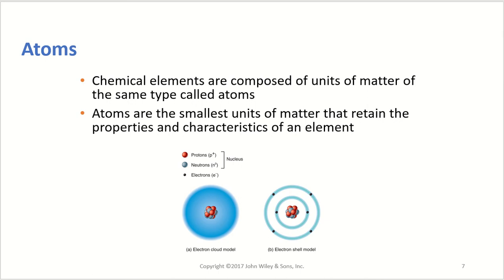So the various chemical elements that make up our body are composed of units of matter called atoms. These elements are made up of the same types of atoms. Atoms are simply the smallest unit of matter that retains the properties and characteristics of an element. It's the purest form of that element, essentially. It's the very basic building block of whatever element we're talking about, all of which are made up of atoms.